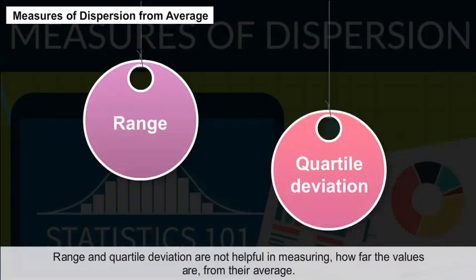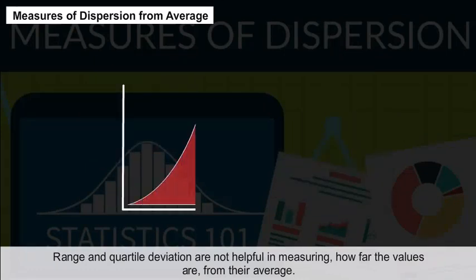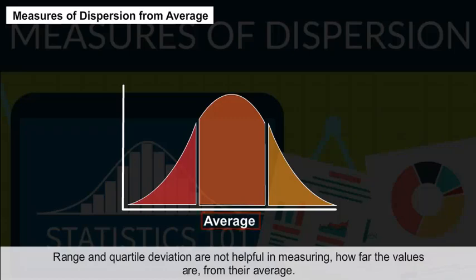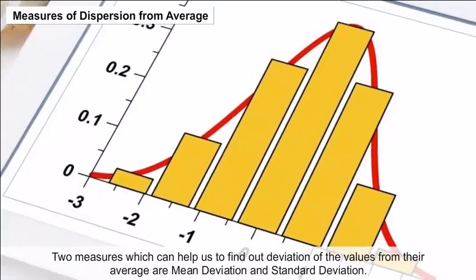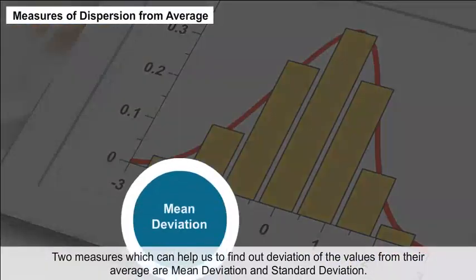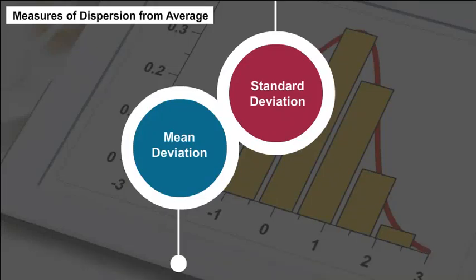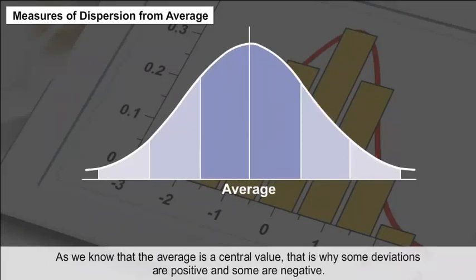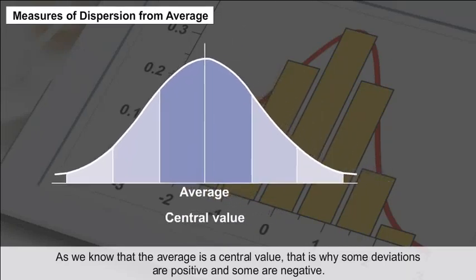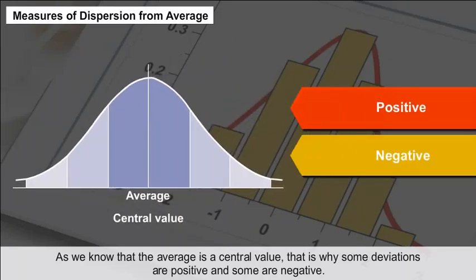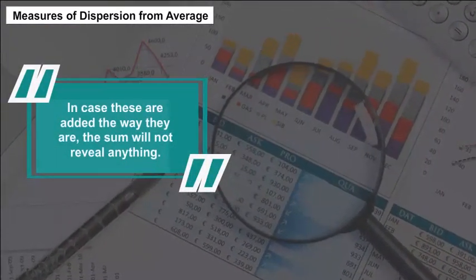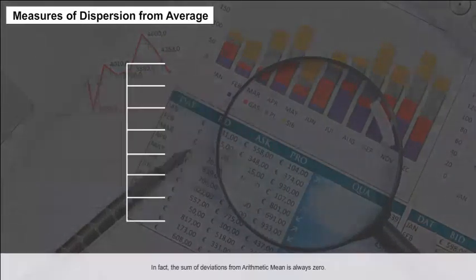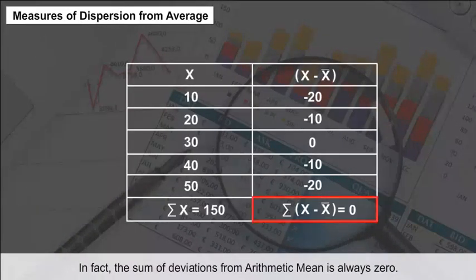Measures of dispersion from average. Range and quartile deviation are not helpful in measuring how far the values are from their average. Two measures which can help us find out the deviation of the values from their average are mean deviation and standard deviation. As we know that the average is a central value, some deviations are positive and some are negative. In case these are added the way they are, the sum will not reveal anything. In fact, the sum of deviations from the arithmetic mean is always 0.